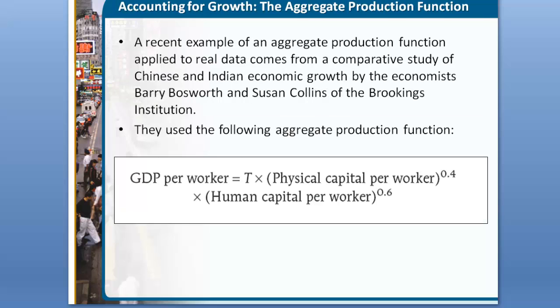A recent example of the aggregate production function applied to real data comes from a comparative study of Chinese and Indian economic growth by the economists Barry Bosworth and Susan Collins for the Brookings Institution. They used the following aggregate production function: GDP per worker is equal to T times physical capital per worker raised to the 0.4 power times human capital per worker raised to the 0.6 power, to specify the amount of growth in an economy.